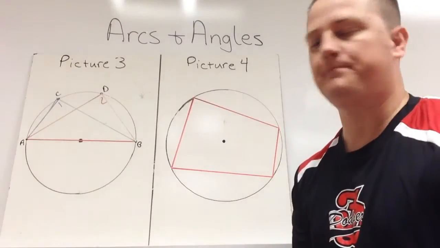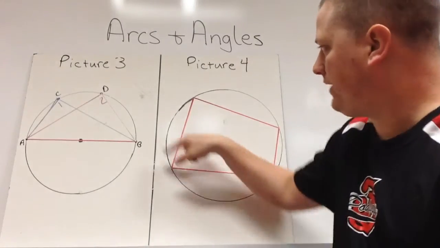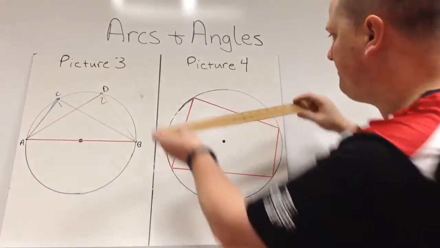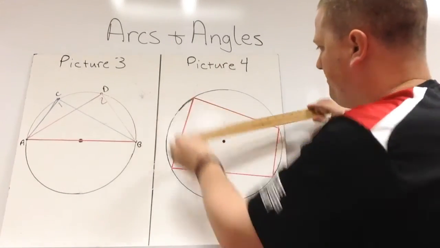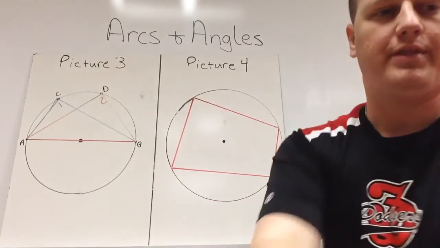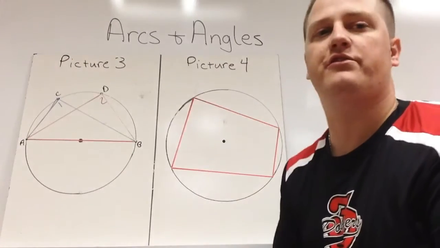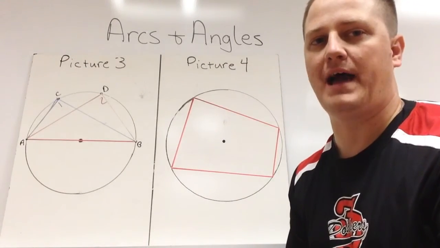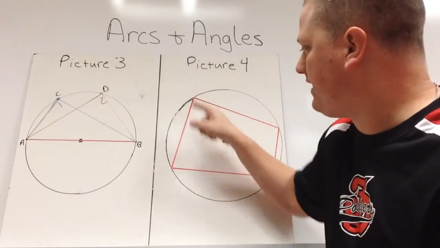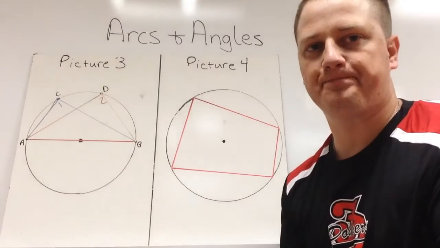Now on to picture 4. Now picture 4, all you have to do is make your center point, use your compass, and draw a circle. Then take your straight edge and draw 4 segments within the circle that create a quadrilateral. This is known as a cyclic quadrilateral. It is a quadrilateral that fits inside a circle where the endpoints of the quadrilateral are on the circle.